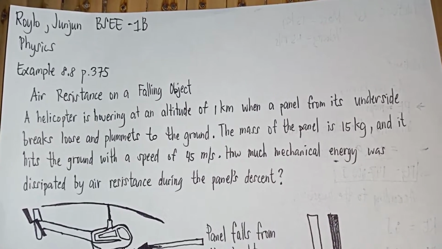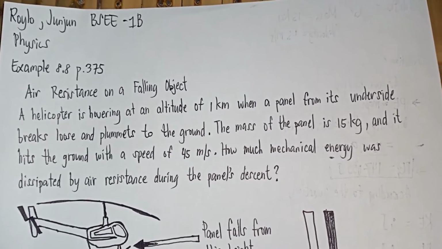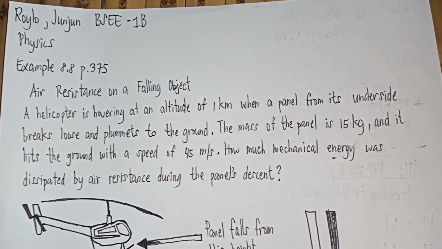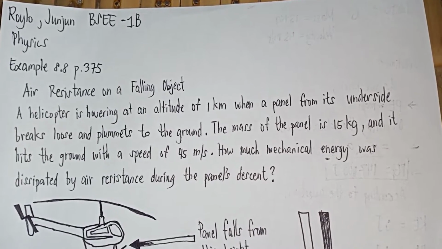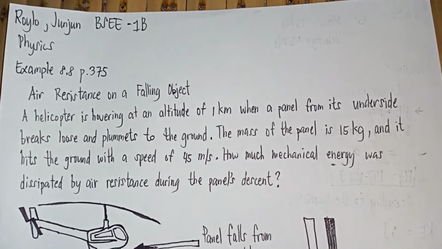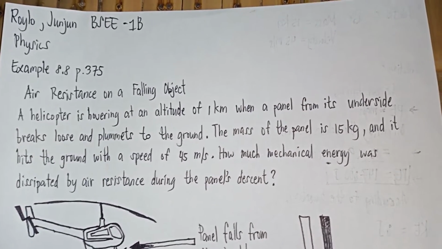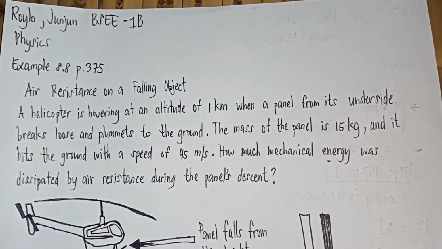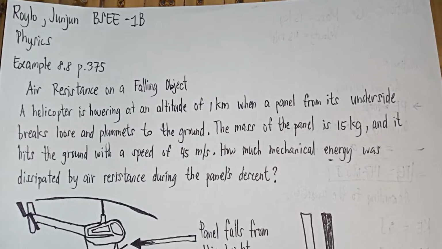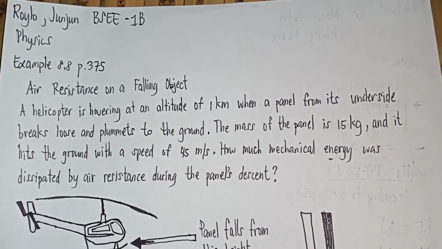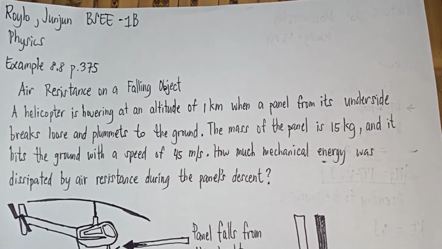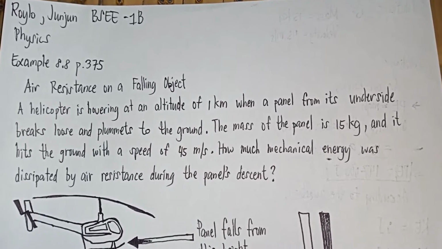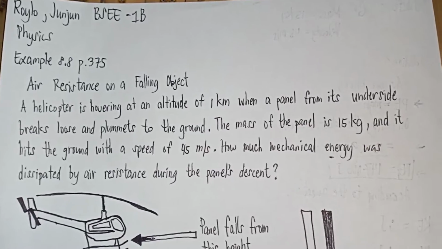Example 8.8, page 375. Air resistance on a falling object. A helicopter is hovering at an altitude of 1 kilometer when a panel from its underside breaks loose and plummets to the ground. The mass of the panel is 15 kilograms and it hits the ground with a speed of 45 meters per second. How much mechanical energy was dissipated by air resistance during the panel's descent?